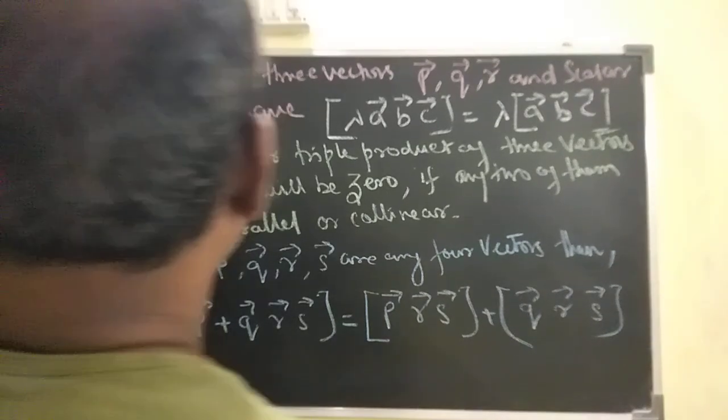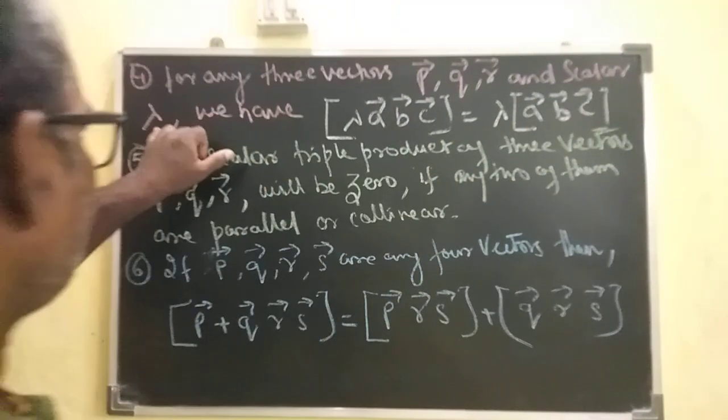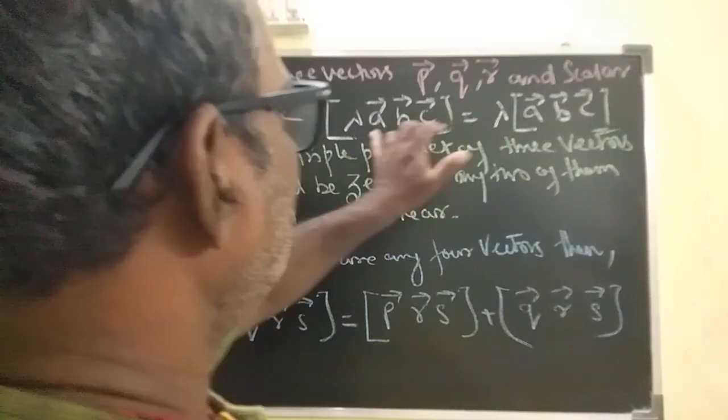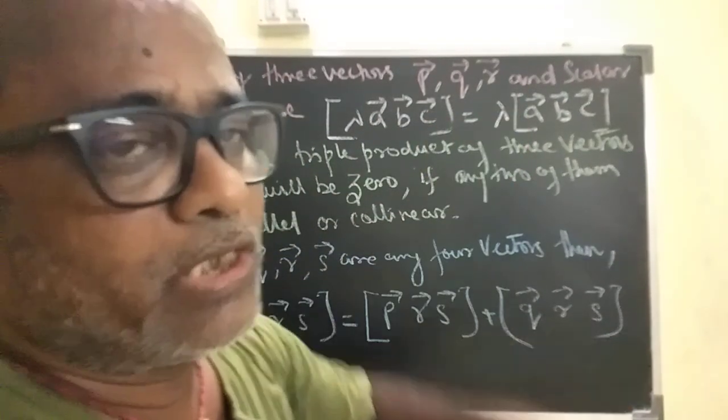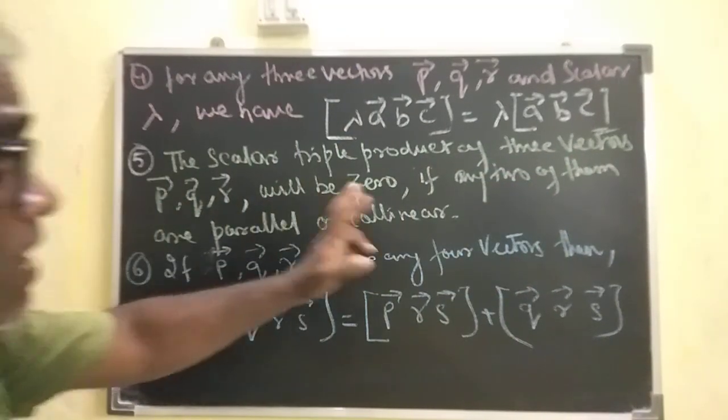Let's go with property number 4. For any three vectors p, q, r and scalar lambda, we have this lambda into this, there is no change, only the magnitude changes. Next, number 5, the scalar triple product of three vectors p, q, r will be 0.